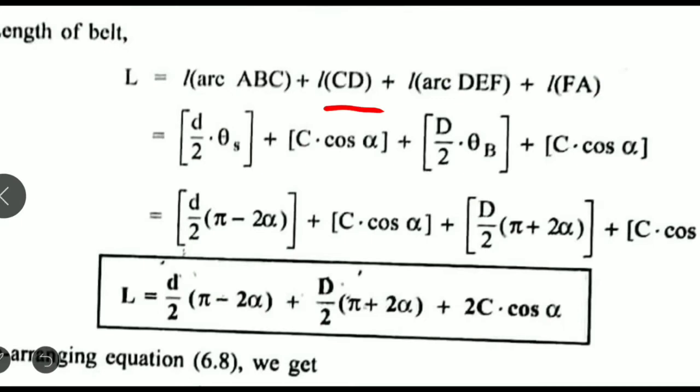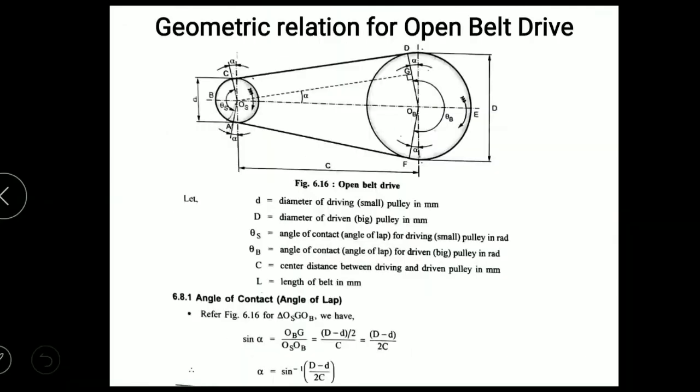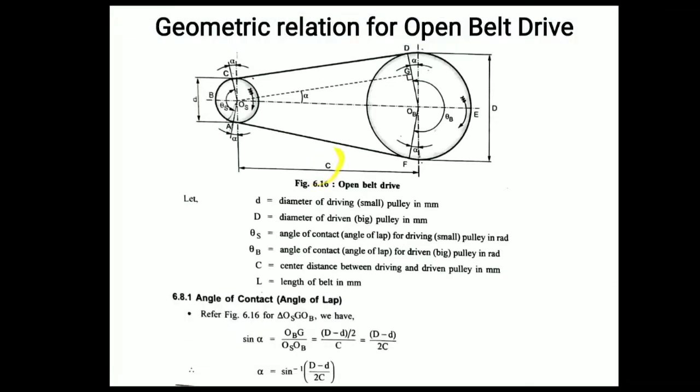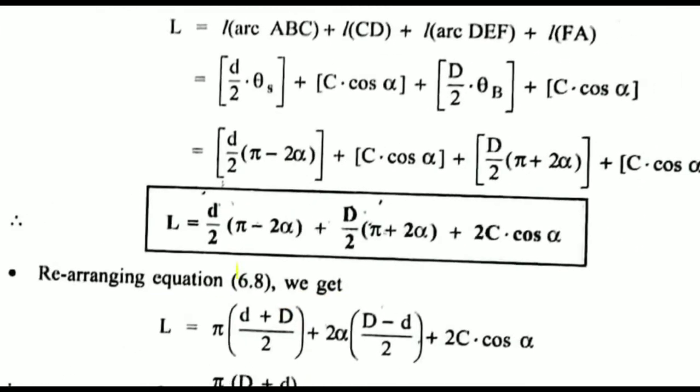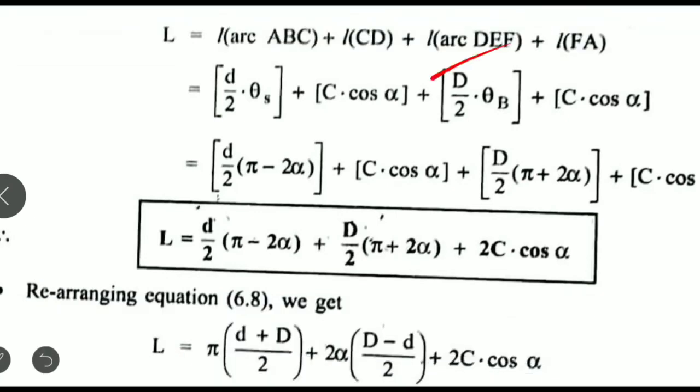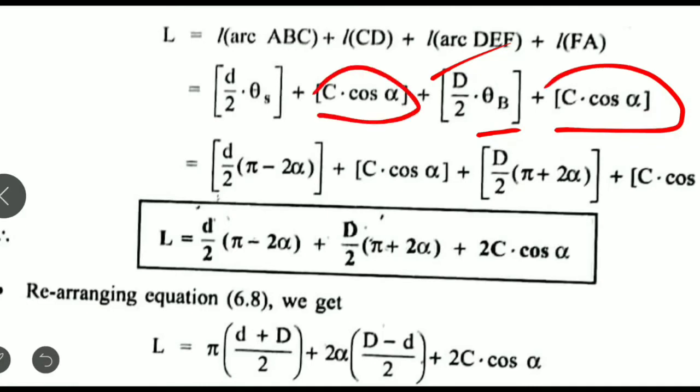As per the angle from the diagram, it will give you, in terms of the center distance, C cos alpha, correct? Are you getting it? This CD is C cos alpha. If I take the alpha value here with respect to this distance, I'll get C cos alpha. Then for the bigger pulley, instead of the smaller pulley, small d is converted into bigger D, that is D by 2 theta b, C cos alpha. The same value will come because they are situated on the same structure.